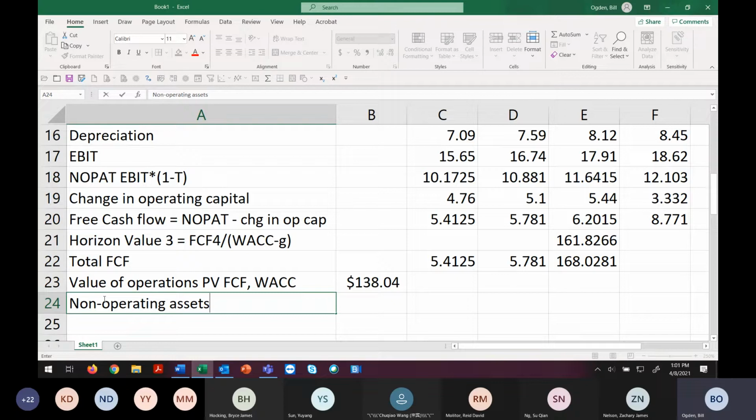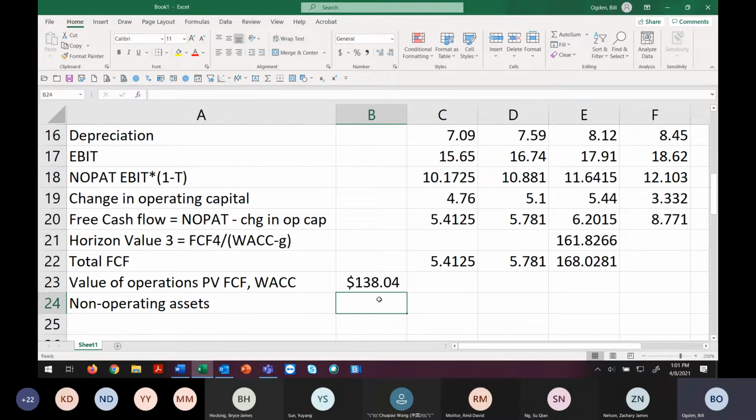You will even add back, if you went into the very fine details of valuing a company, any of their tax credits and things like that. Okay, not in this class. We're going to say that these are all equal to 0. All right, and so now we have the value of the company.